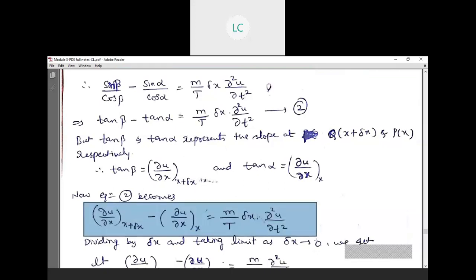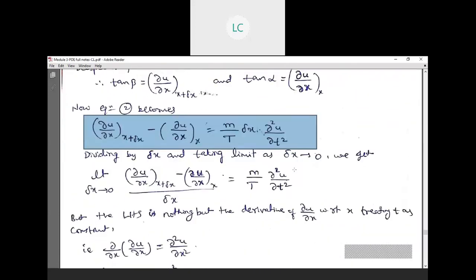Now take the limit as delta x tends to 0 on both sides, and divide by delta x. Okay, if we divide by delta x, on the RHS delta x gets cancelled. You will get this.